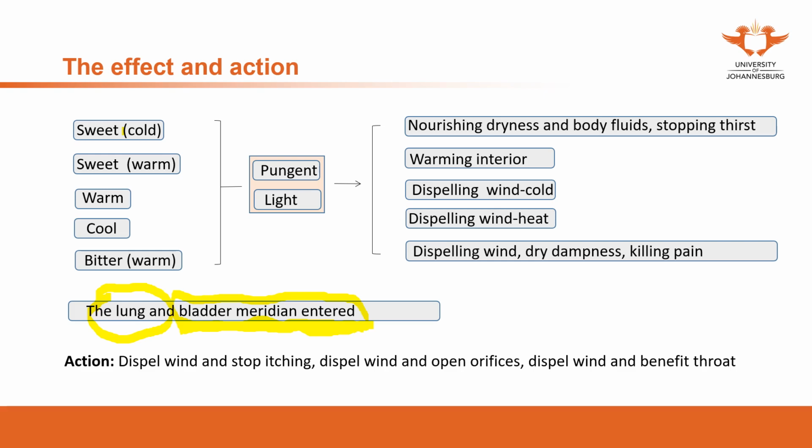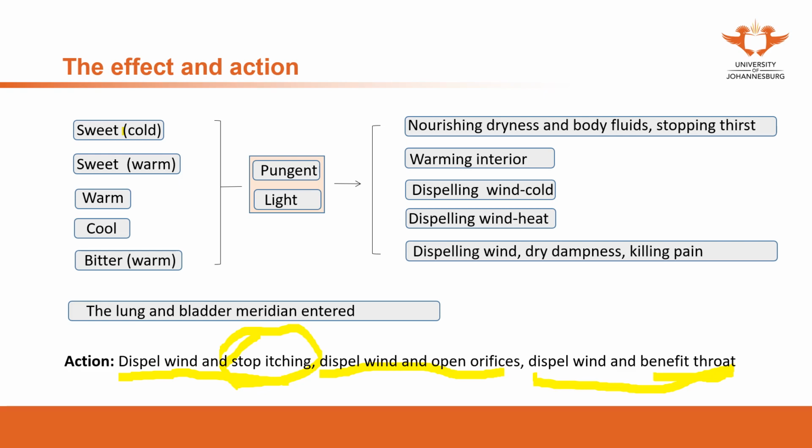So the general actions of this group of herbs: dispel the wind, stop itching, dispel wind and open orifice, dispel the wind and benefit the throat. So it depends on which one. They have these few actions. Dispel wind, stop itching. Itching may be the itching skin or itching throat. So a skin disorder, if the patient suffers from itching skin, we also may choose the herbs from this group. Dispel wind, open orifice.